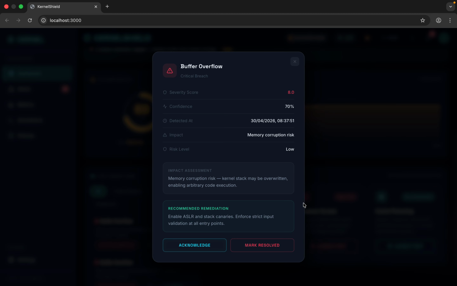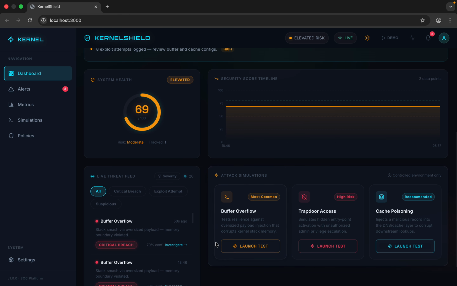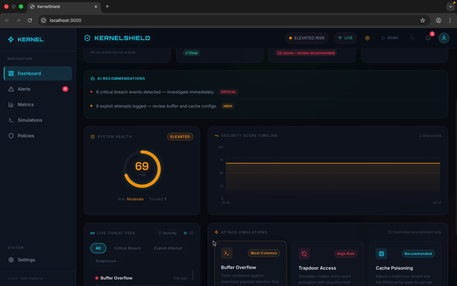And here's the best part: automatic mitigation recommendations. Enable stack canaries, activate ASLR, implement bounds checking. These are the real security measures used by companies like Microsoft and Google. Notice the health score dropped. That's the system reacting to the severity of this attack.